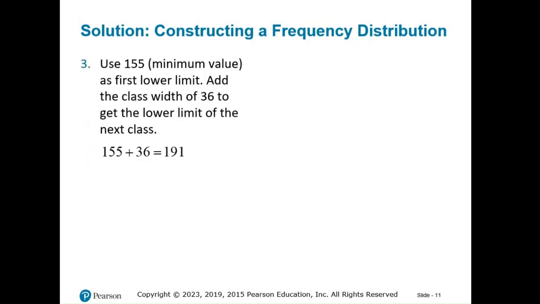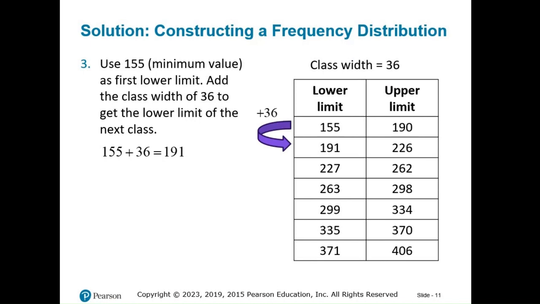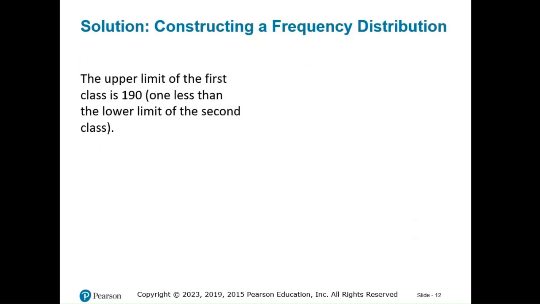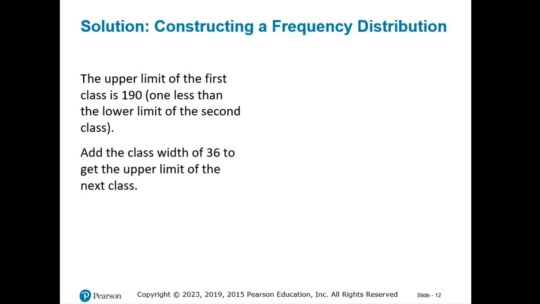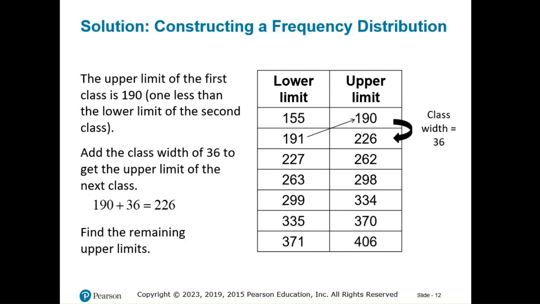We place the minimum value as our first lower limit. Then we add 36 to that number to get our next lower limit, 191. We continue this process until we get close to our maximum entry. Next, we subtract 1 from our second lower limit to get our first upper limit, then either add the class width to it to get the next upper limit, or refer to the lower limits and subtract 1 from each next lower limit to get the remaining upper limits. Find the rest of the remaining upper limits.